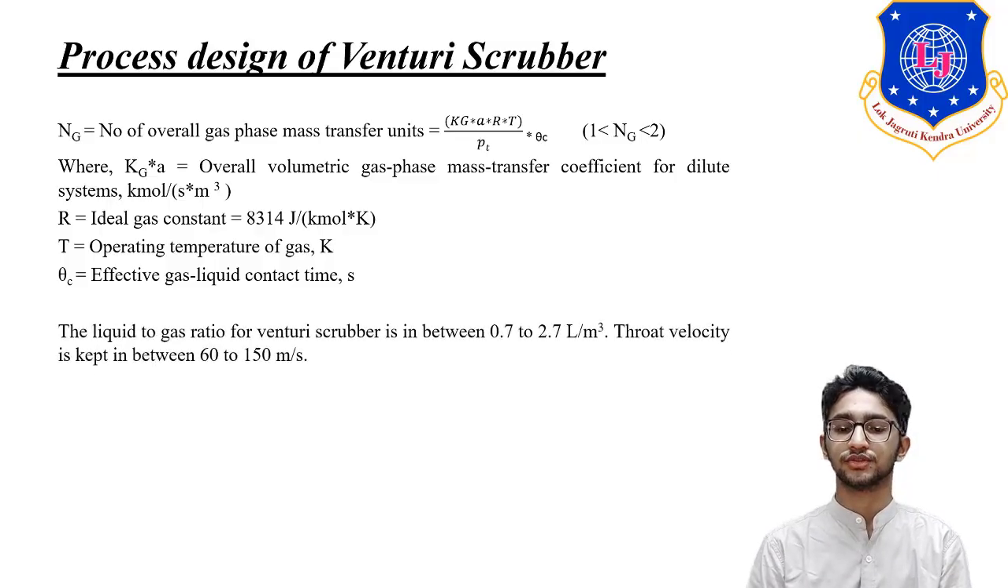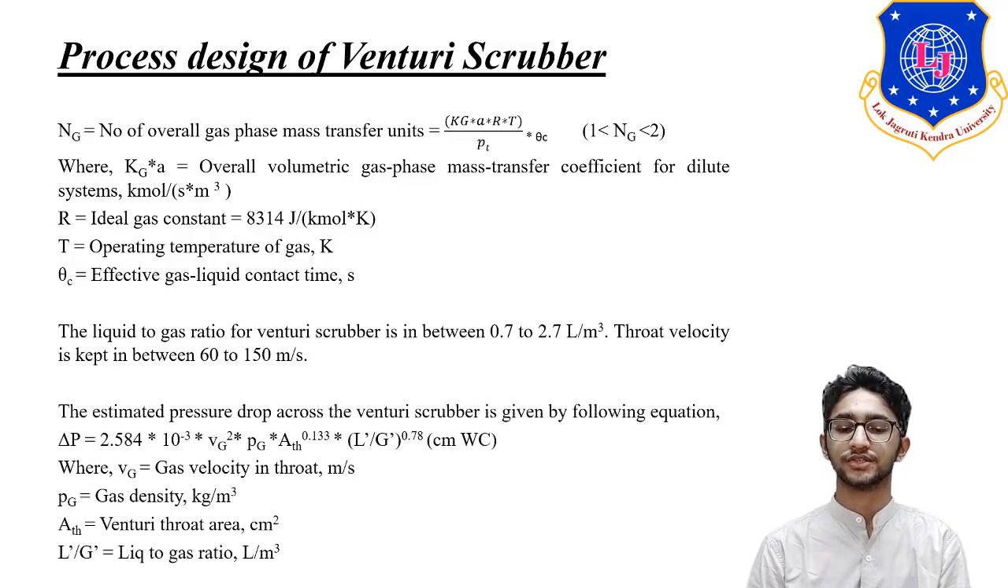The liquid to gas ratio for a Venturi scrubber is between 0.7 to 2.7 liter per meter cube, and the throat velocity should be kept between 60 to 150 meter per second. The pressure drop across the Venturi scrubber can be calculated by the following equation: delta P equals 2.584 multiplied by 10 to the power minus 3 into Vg square rho g (ATH) raised to 0.133 into (L dash upon G dash) raised to 0.78. So we will get the pressure drop in centimeter of water column.